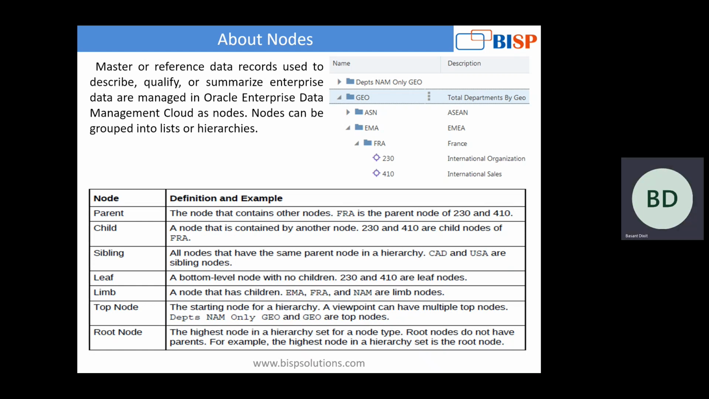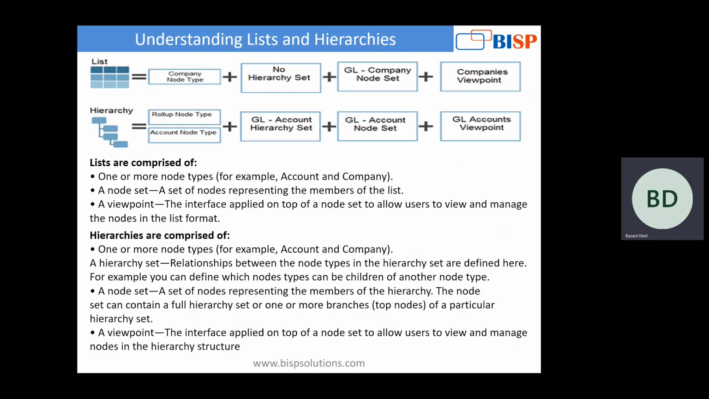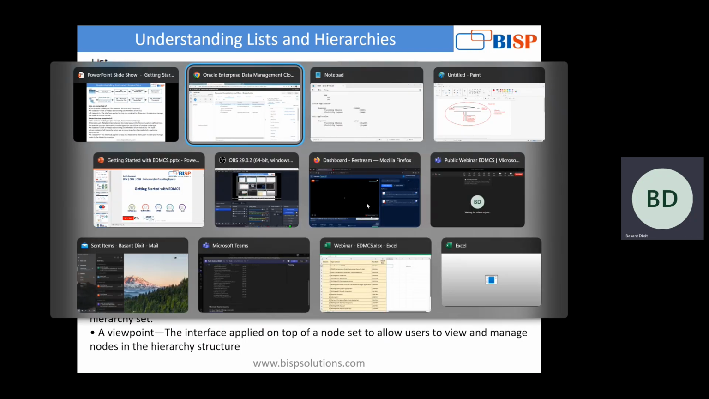Okay. So let's go further. As I told you, we can have two types of hierarchy sets. We can either have the data in list form or in hierarchy form. For the list, we have the company node, and it does not maintain any type of hierarchy. It will just come in the list form of view, and we cannot distinguish who is the parent and who is the child, like when we see a balance sheet.